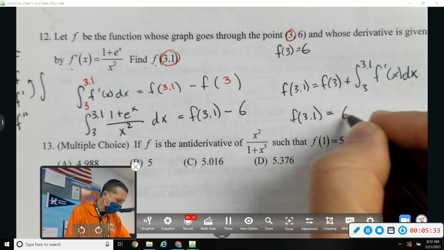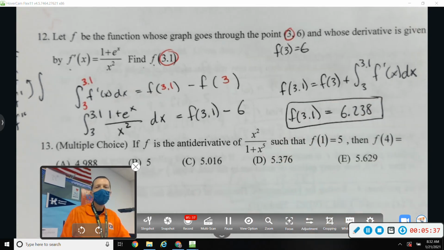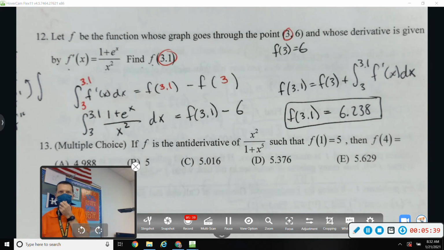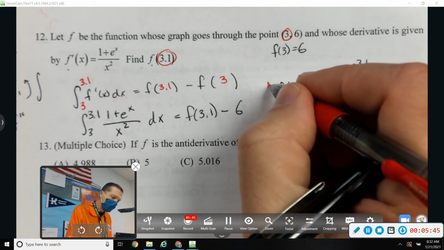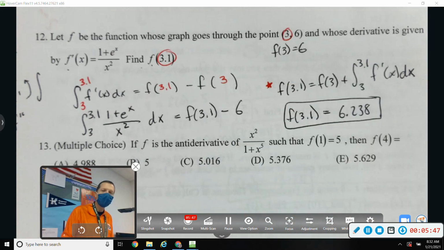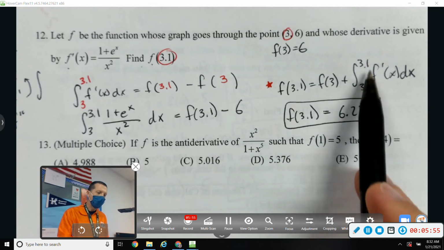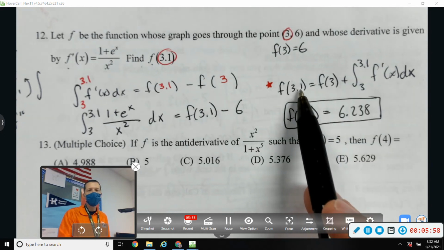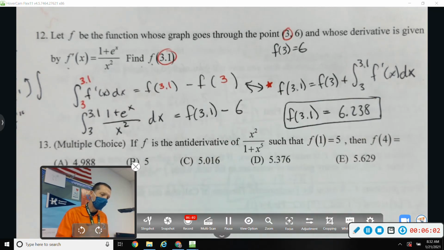So 6.238. In a minute, we'll start writing them a little bit more often like that. It's just rearranged. If you start at f of 3 and you add from 3 to 3.1, you land at f of 3.1. But it's the same thing as how we wrote it initially.